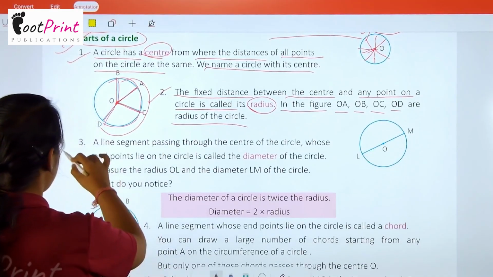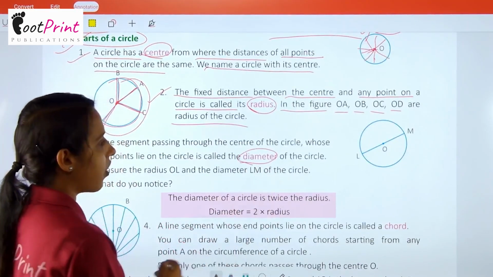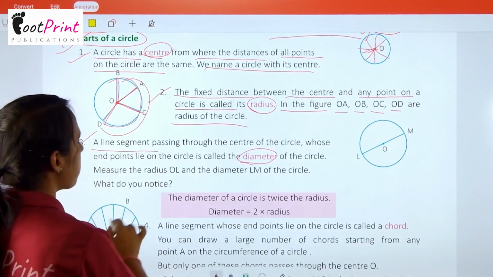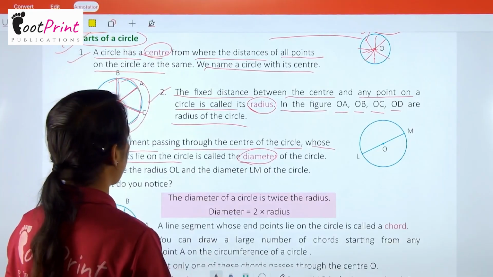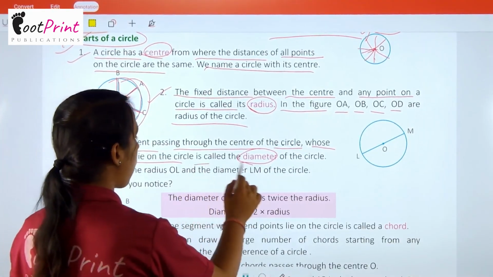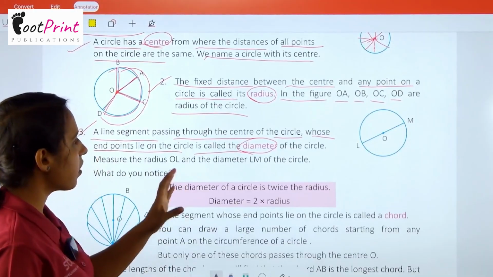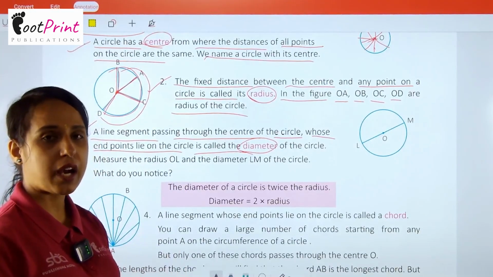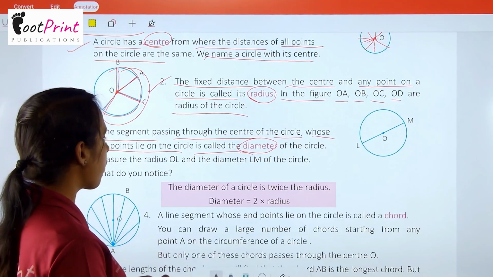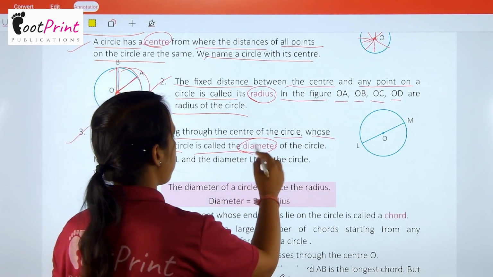Now next one is diameter. So what is diameter? A line segment passing through the center of a circle whose endpoints lie on the circle is called the diameter. If a line segment passes through the center and its endpoints touch the circle, that will become diameter.